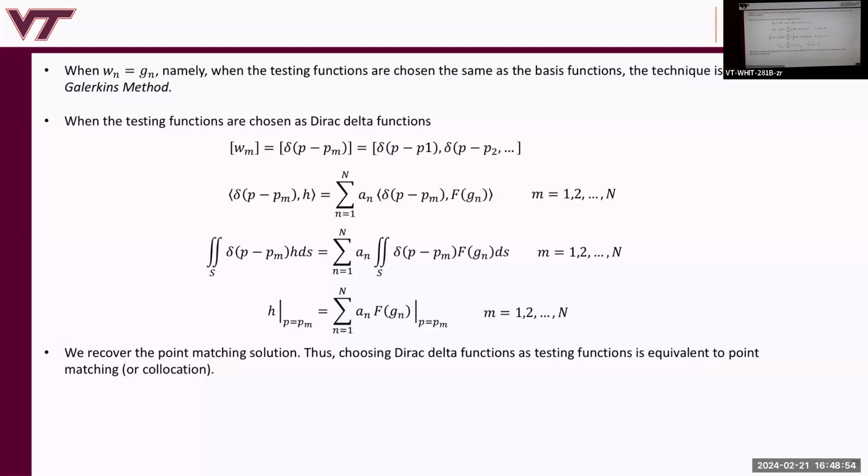Okay, so when the testing functions are Dirac delta functions, they are this set of delta functions at the center of each pulse. If I do the functional inner product on the left and right hand sides of this EFIE, what will I get? If I integrate anything against a delta function, I just evaluate the integrand where the delta function is non-zero. So I get back to point matching. So point matching can be seen as testing with weighting functions which are delta functions.